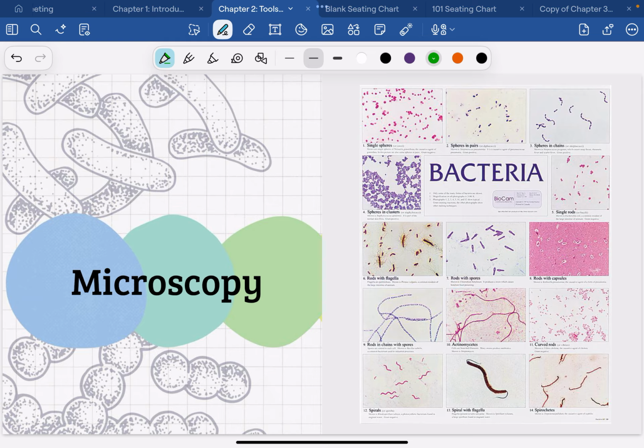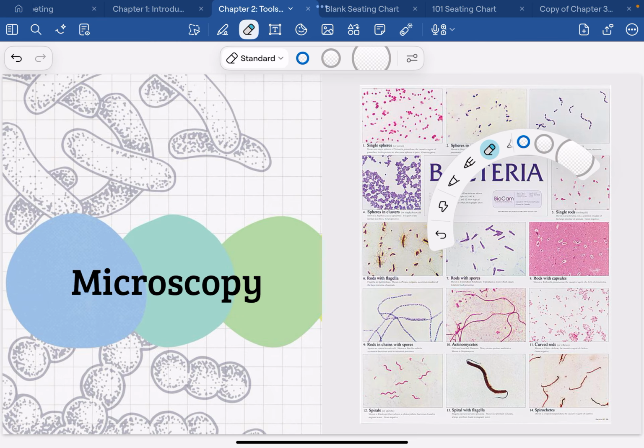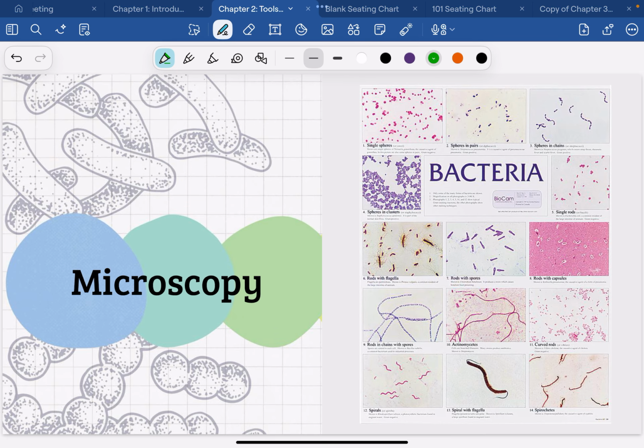All right, so now we're going to spend a little bit of time talking about microscopy, which is a hugely important tool in microbiology. As you can imagine, for organisms that are too small to be seen with the naked eye, being able to see them is important. And the only reason we're able to accomplish that is by using microscopes.